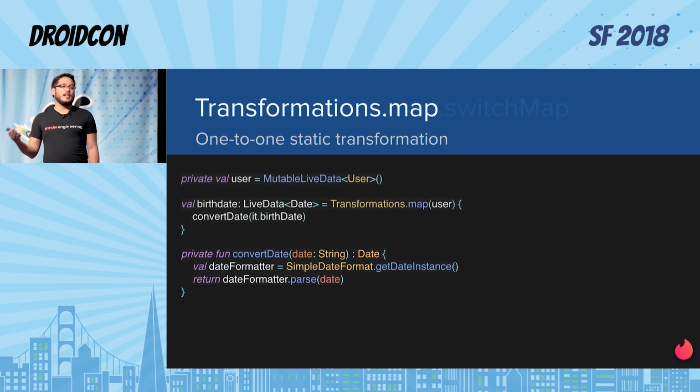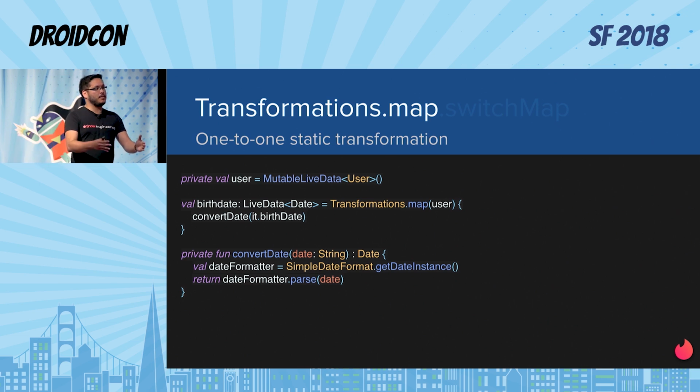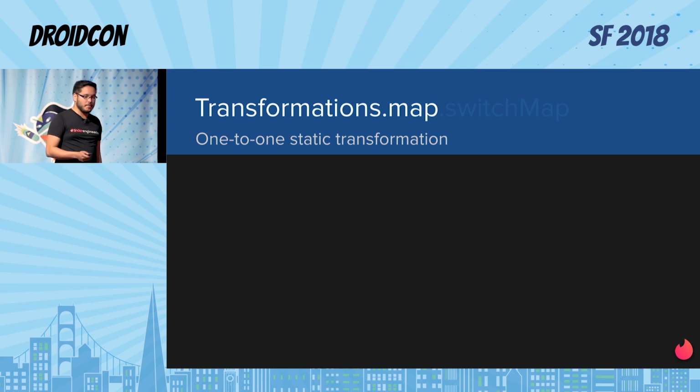Then the transformation.map at the end is going to return me a LiveData that is actually a LiveData of a date, and then I can just subscribe to the birthday of that. And when the user changes, my birth date LiveData is going to emit the birth date formatted, and I just need to know whatever I have.